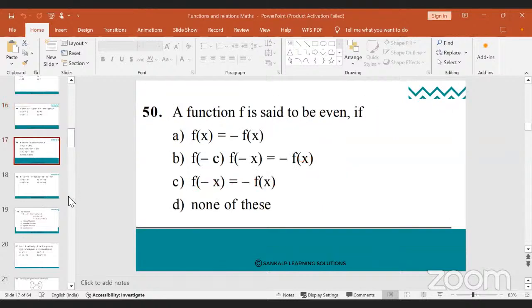Next question, that is 50. A function f is said to be even if f of minus x is minus f of x, or f of minus x is f of x, or none of these. Direct question. C is not the answer.